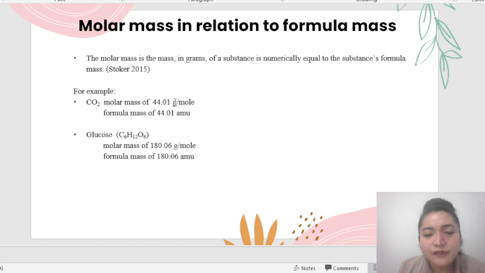Now, if you are going to get the formula mass, the unit will be atomic mass unit. So it will be 44.01 AMU. Similarly, with our glucose, after we computed that, we got an answer of 180.06 gram per mole for the molar mass, and we have 180.06 atomic mass unit for our formula mass.